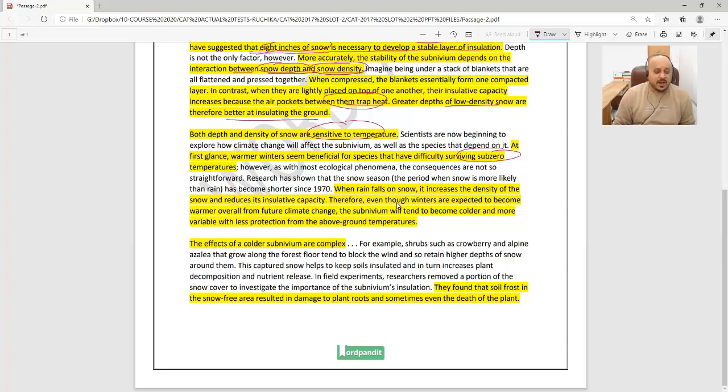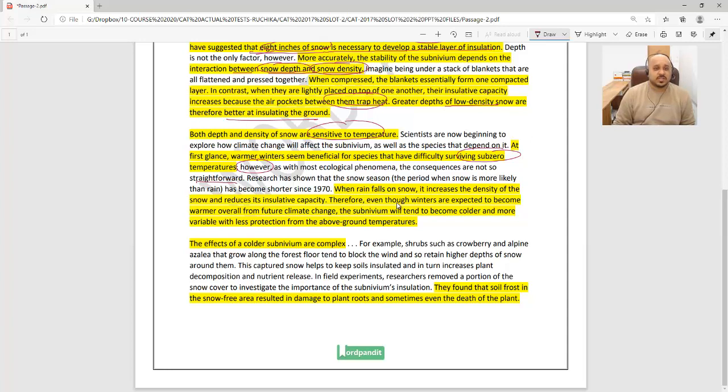But now this is where the author introduces the however. The however is a word, right? It's an inflection word. It changes the direction. However, but, these are words which change the direction of the text, right? Now, what does he say? However, as with most ecological phenomena, the consequences are not so straightforward.